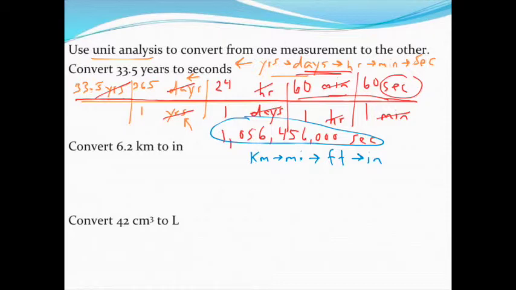So again, start with what you're converting in the top of your chart. So 6.2, make sure you include labels, kilometers. And we're going to make this chart. Each column is going to be a different conversion. You always want your labels to flip-flop. Kilometers are on top, so start with kilometers on bottom. We're going to convert that into miles.